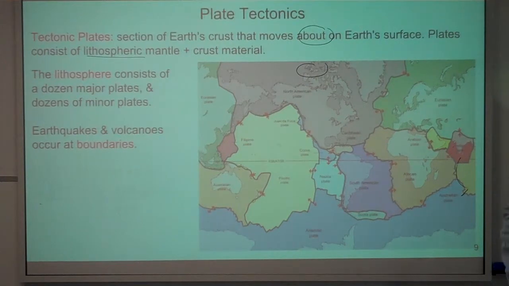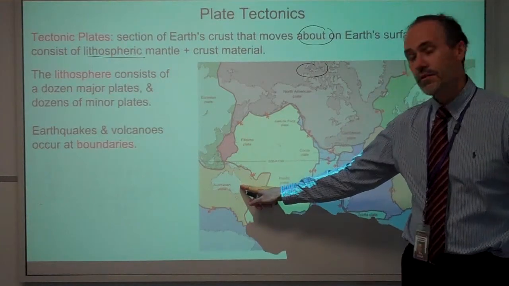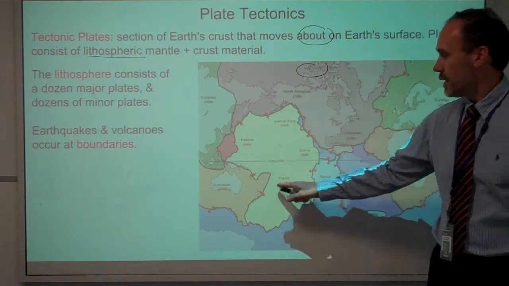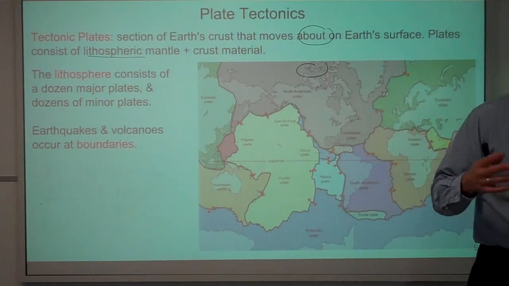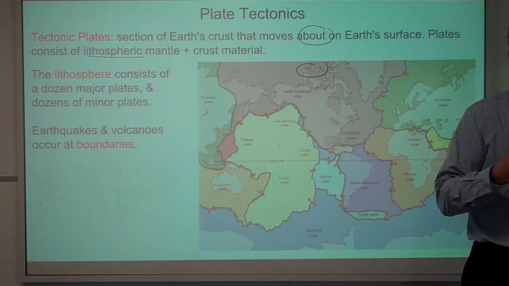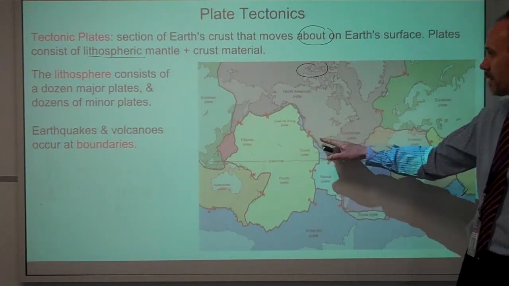No earthquakes. I'll give you that one for free. Australia's not near the edge of a plate, no earthquakes. If you are near the edge of a plate, earthquakes. Because that's where stuff happens. Things are running into each other. That's what these arrows mean.